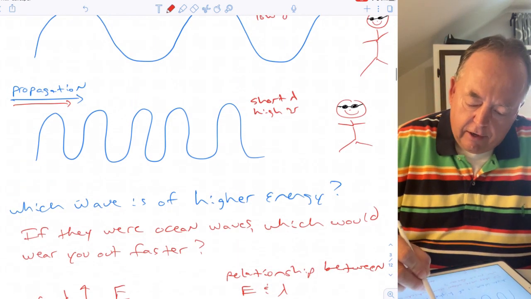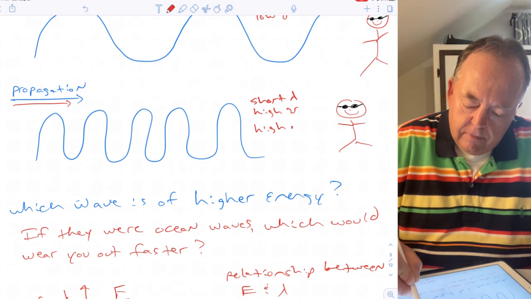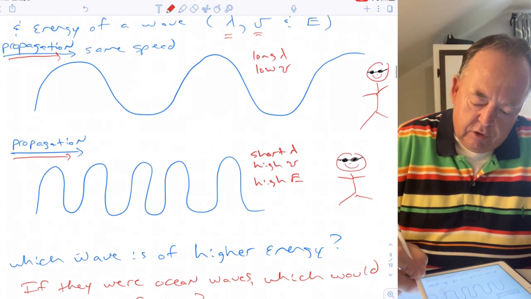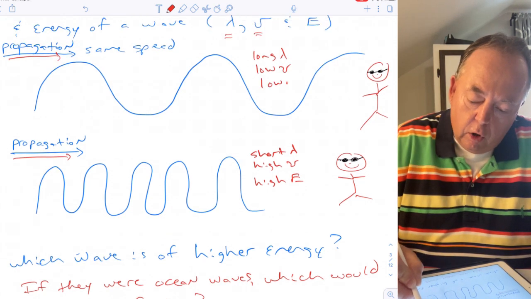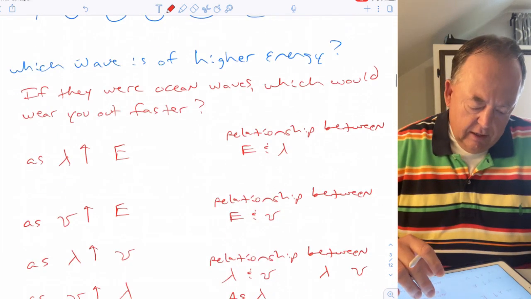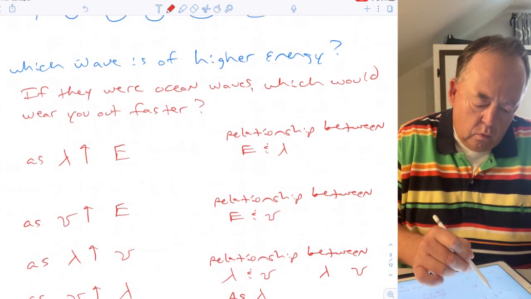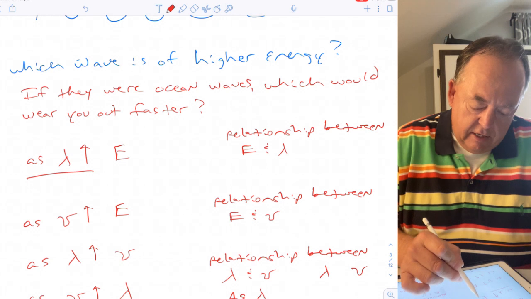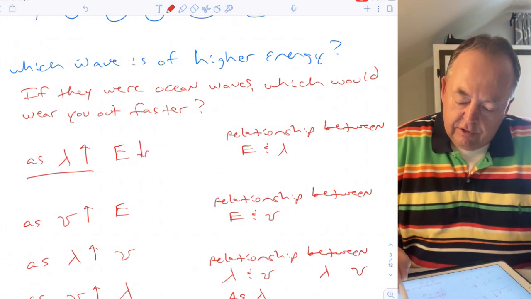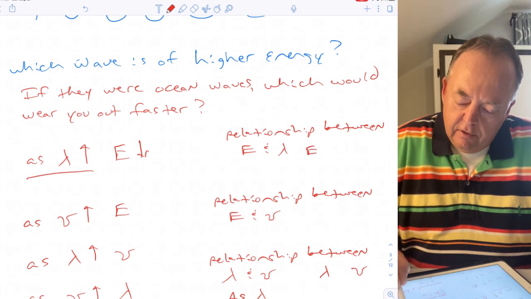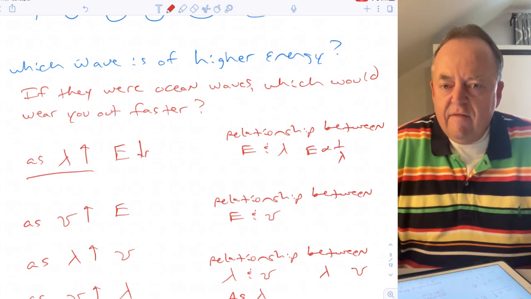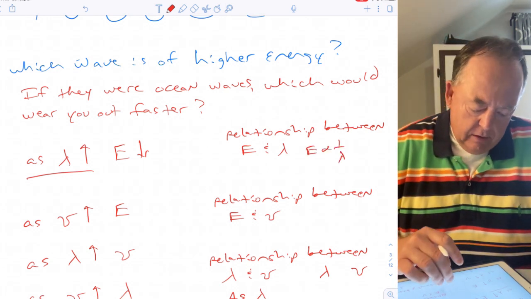So this is of higher energy, and these waves are of low energy. So basically, as you increase the wavelength, that's going to decrease the energy of the wave. So energy and wavelength, right, are inversely proportional to each other.